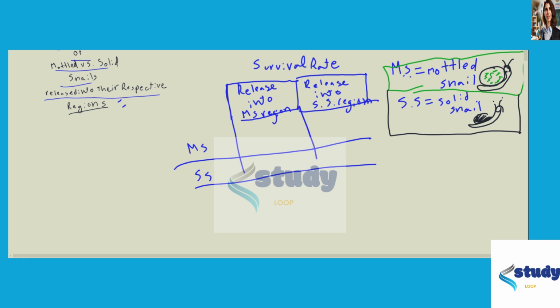Okay, now we're going to talk about their survival rates, which is what is going to go down in these boxes. So mottled snails that are going to be released into their respective region, 95%. Then we're going to have 22% for solid snails and mottled snails. Then we're going to have 5%. And then we're going to have 93%.